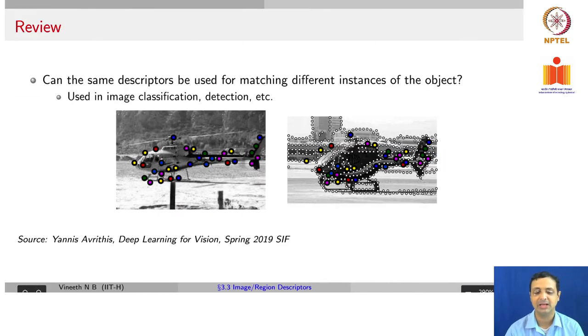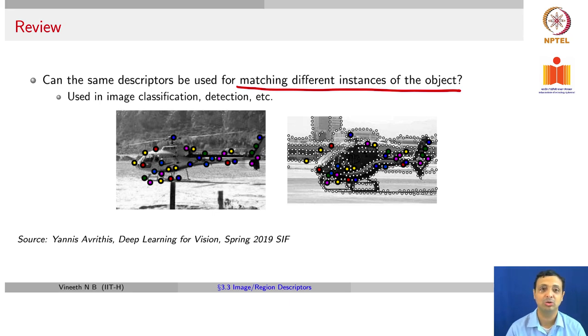But the question that we are asking here is, what if we want to match different instances of an object? The object is no more the same. In the earlier slide, it was the same object from different viewpoints. Now the object could be completely different. In this case, it's a helicopter, but two completely different helicopters. They're not the same object itself. Then how do you match, or how do you search?